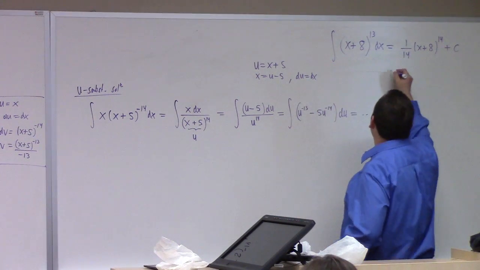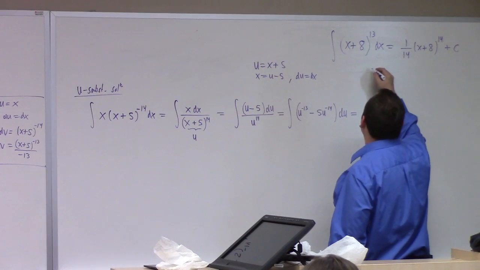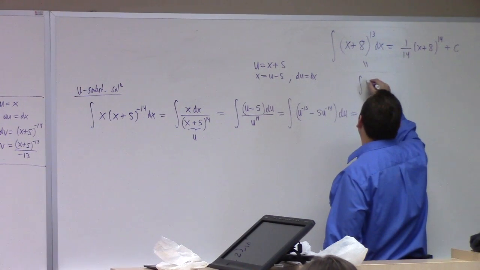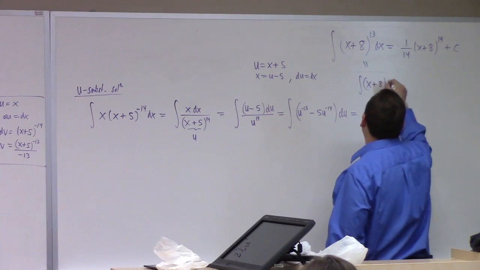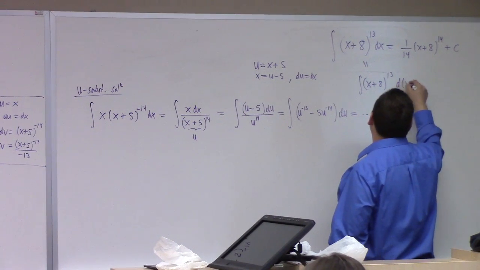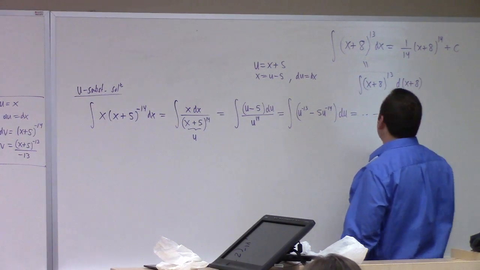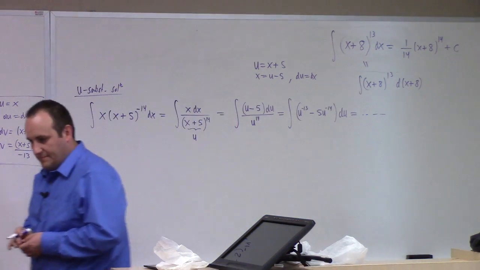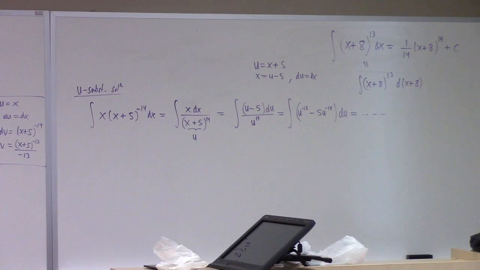This is a pretty good candidate for using the other notation, right? This is equal to the integral of x plus 5 to the 13th times d of x plus 5, right? That sneaky notation. Next question. Or, do you have a question about my solution?